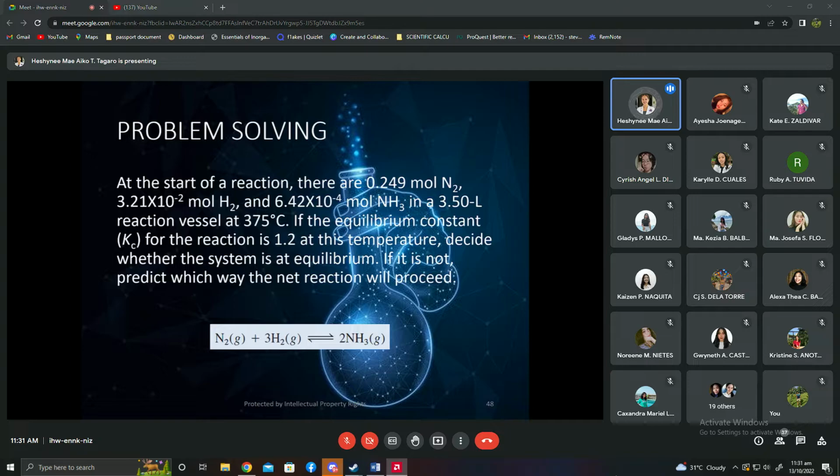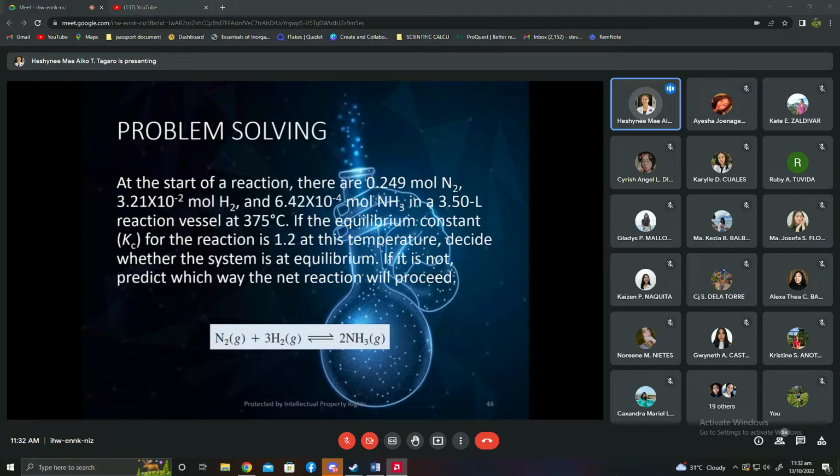Compare your Kc and your Qc. Kc is 1.2, Qc is 0.611. Is it greater than or less than? Less than, ma'am. So it proceeds left to right, ma'am. It proceeds left to right.